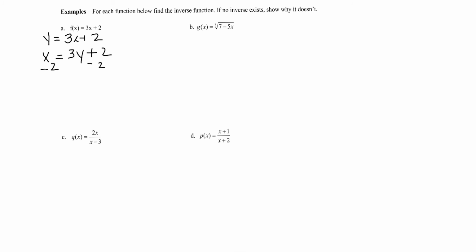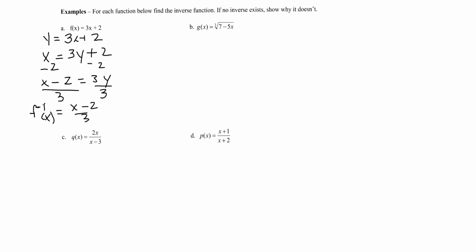So I get x minus 2 equals 3y. And then we'll divide everything by 3. So we get y equals x minus 2 over 3. And that's the inverse. And the last thing you want to do is replace that y with your inverse notation. So we'll do f of negative 1 of x equals x minus 2 over 3.